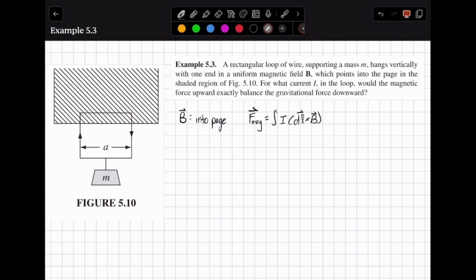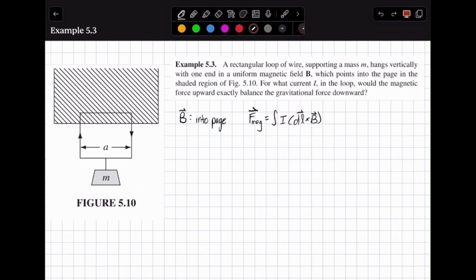I've also brought in figure 5.10 here, and they've already demonstrated that the current must go clockwise in order to produce this magnetic force upwards. I've brought over a couple pieces of information here. B is into the page, and the magnetic force, this is just a general definition for the magnetic force.